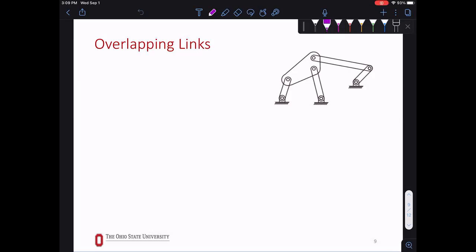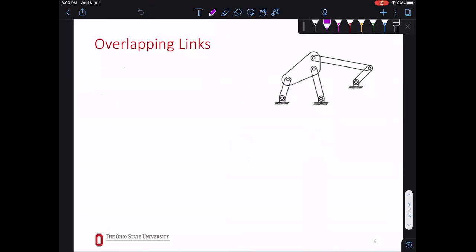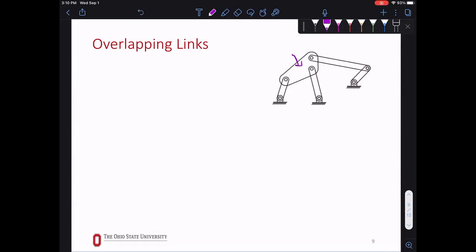All right, can you guys hear me? Since we already solved that one, this one should be familiar. But this is a case of overlapping links, meaning that one link is connected to multiple links, and we only count the link one time. So this link in the middle, connected to the three other links, we will only count once. That's the only special thing about this example.